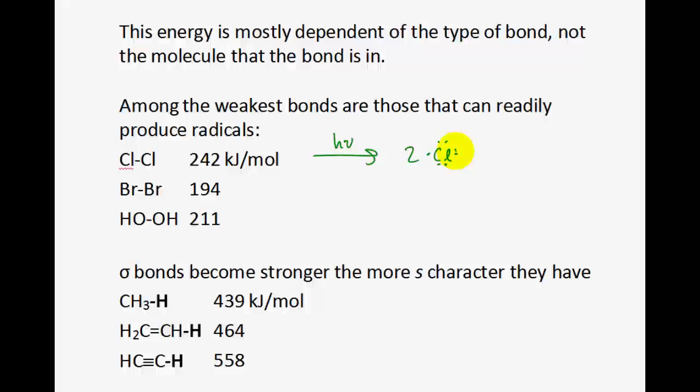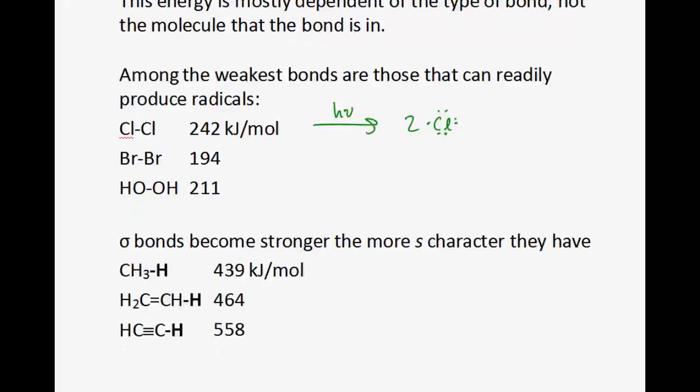Hydrogen peroxide, that bond can break. That's what happens when hydrogen peroxide decomposes in the light. That's why peroxide bottles are brown, to keep the light out. So the O-O bond is always going to be a weak bond that can readily produce radicals. That'll be important for us later. So stronger bonds, C-H bonds, C-C bonds, the normal bonds we have like that are going to be much stronger than these radical producing bonds. So in the 300s, 400s, 500s in kilojoules per mole.